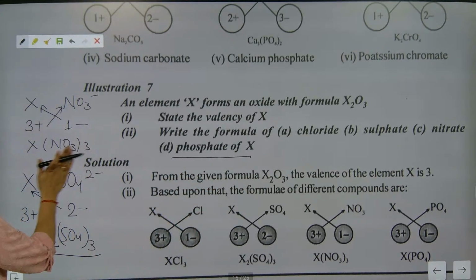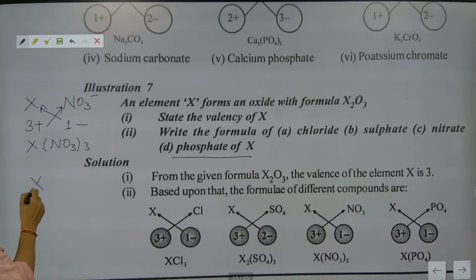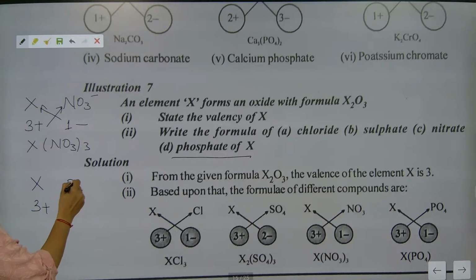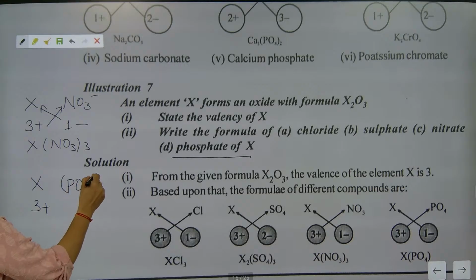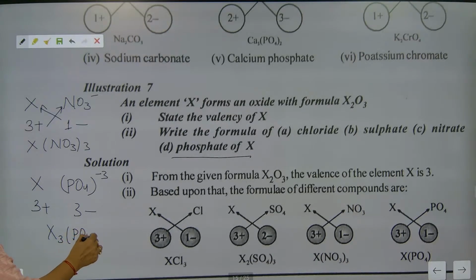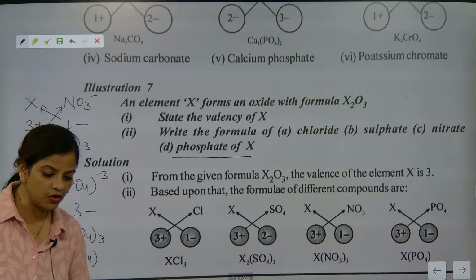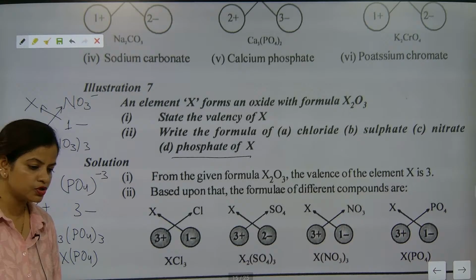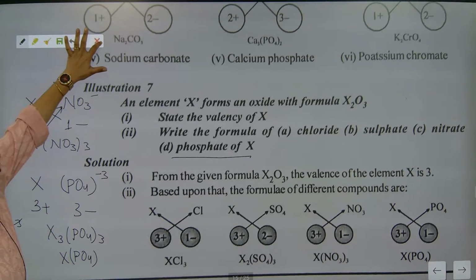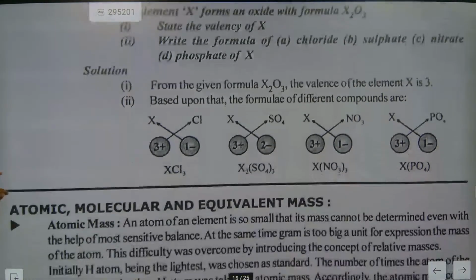So PO4. How are we going to handle PO4? X is 3 plus. PO4 also has 3 minus. So it will become X3(PO4)3. Now beta, the same ratio is coming, 3 to 3 cancels. So we can write XPO4, with or without the bracket. That's the most crucial section of it. Understood? So now beta, this is the most important part we have done.